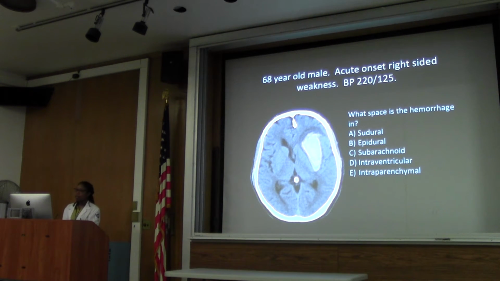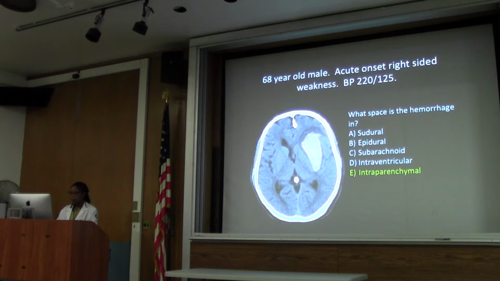All right, so this is a 68-year-old female, something that we see at least 2 or 3 times a week. Acute onset right-sided weakness, blood pressure 220 over 125. So the question is, what space is the hemorrhage in? So it's a parenchymal bleed. It's not extra-axial. You can see here, it's an intraparenchymal bleed. We have this really hyperdense focus in the basal ganglia. It's still causing some mass effect, shifting things to the right, and there's some edema around this.